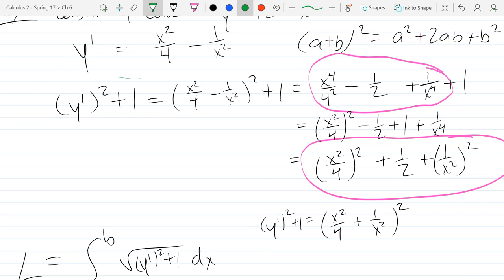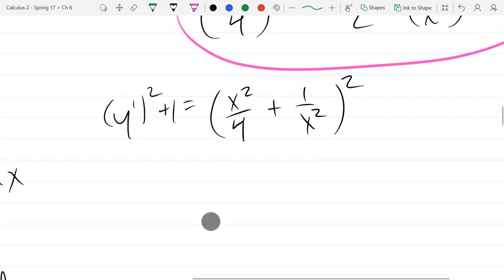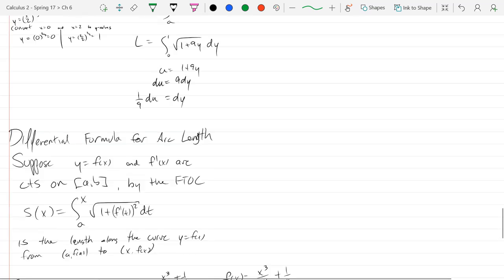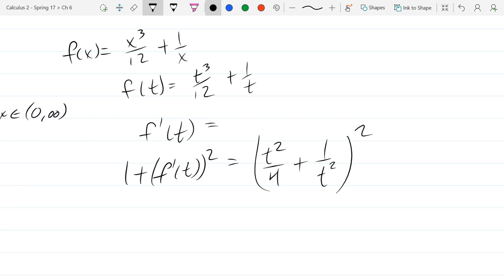The parts I'm going to take, that's what we started with. And somewhere, actually, we'll just take this right here. The only difference is where you see x, we're going to have t. So we don't need to redo all this work. So we get t squared over 4 plus 1 over t squared, squared. You can go through all the same steps that we did before, but I'm just going to shortcut right down to there.